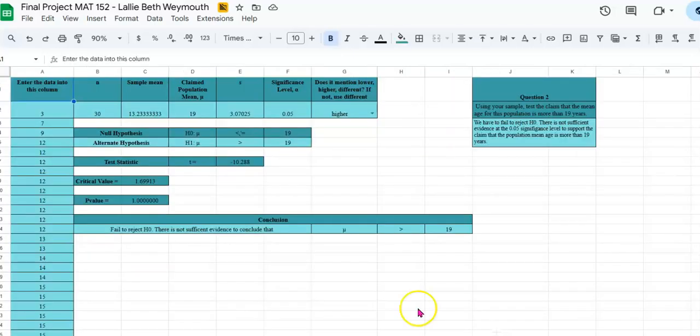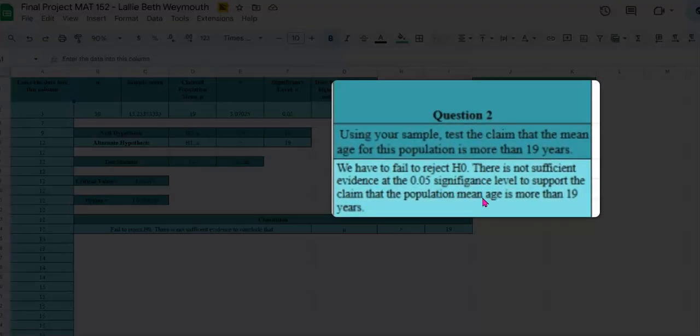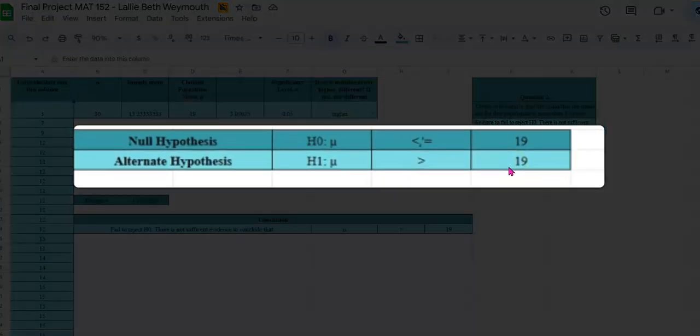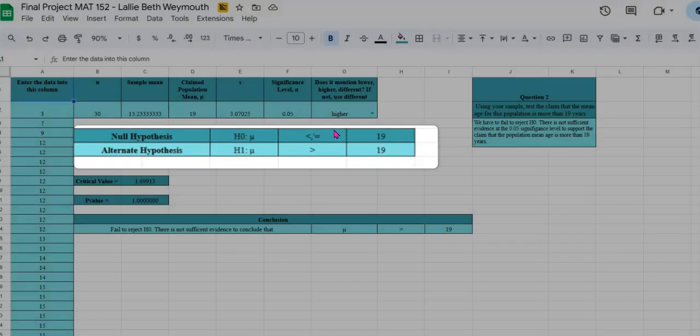Next, we have our hypothesis test for the mean. Our question says to test the claim that the mean age for this population is more than 19 years. So our alternate hypothesis is going to be our claim. We are just dealing with more than. So our null hypothesis would be the converse of this, and it would be less than or equal to 19.